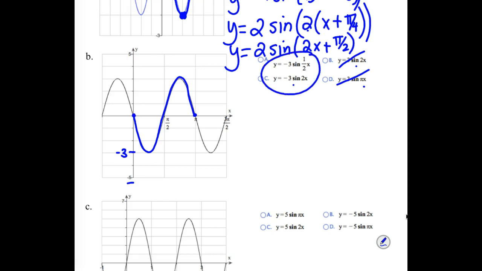And then I have to determine which b value is correct. I am getting from 0 through 1 full cycle in the space of 1 pi. So the period is 1 pi, and period is always 2 pi divided by b. So to get that, again, b would have to be a 2. 2 pi divided by 2 will get us to 1 pi. So we are looking at this as our solution.